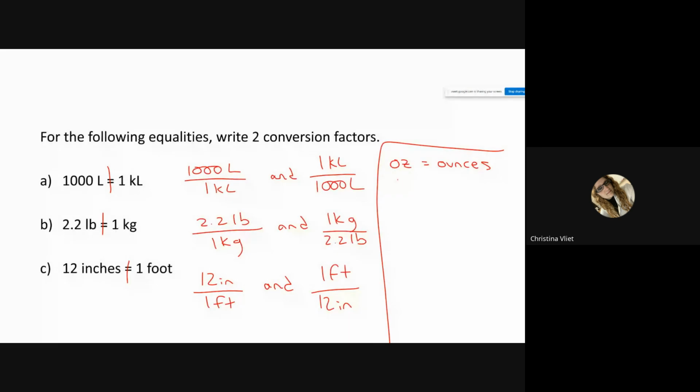LB, what does that stand for? Pounds. You may want to write this down if you're not comfortable with these units. The next one is QT. Quarts. Gallon. Gallons.